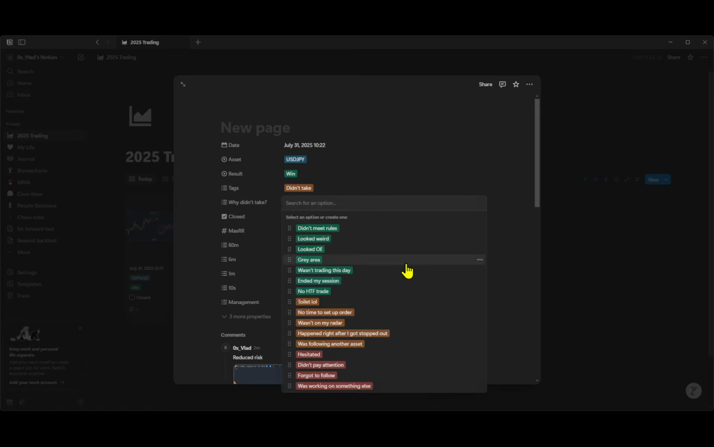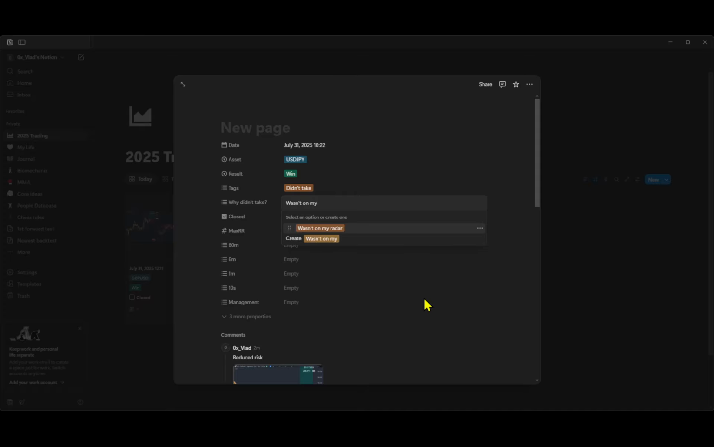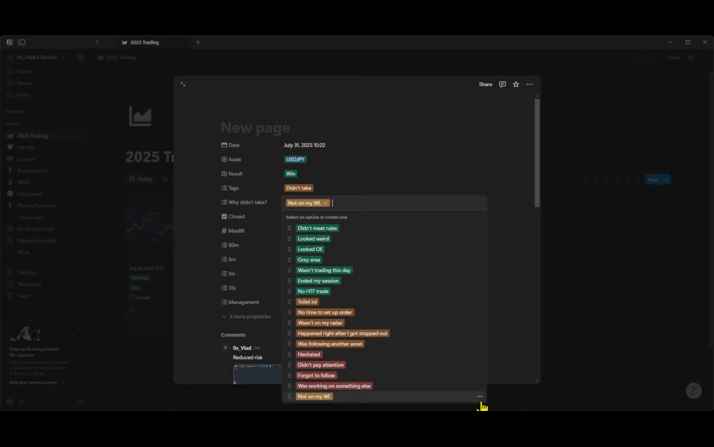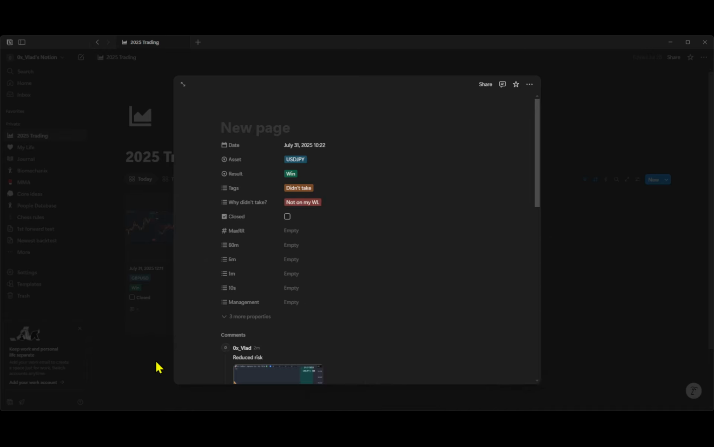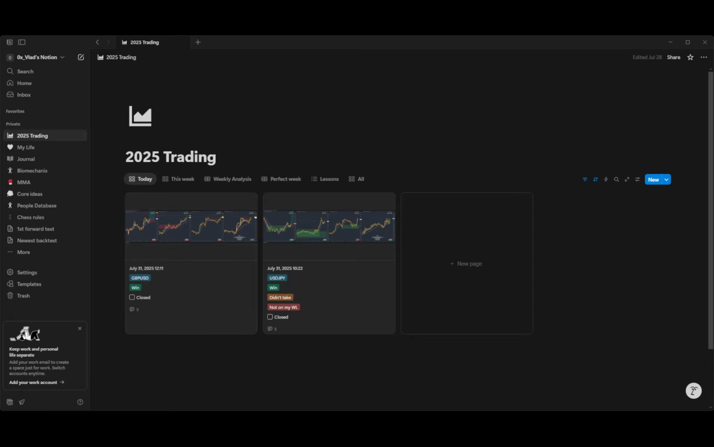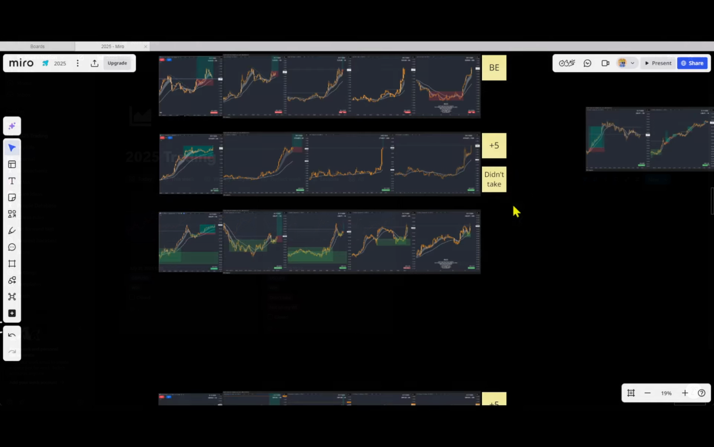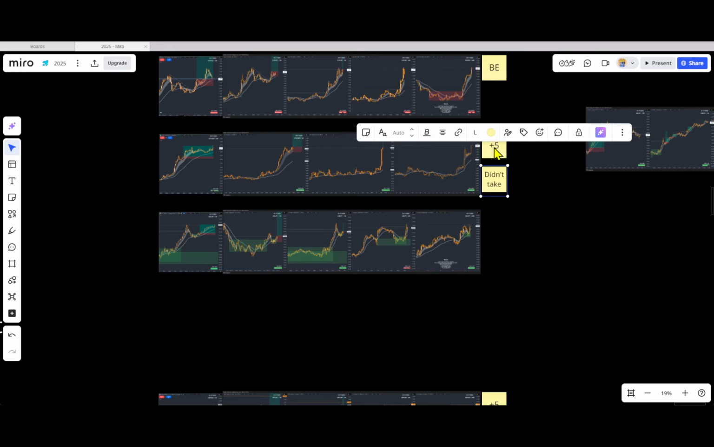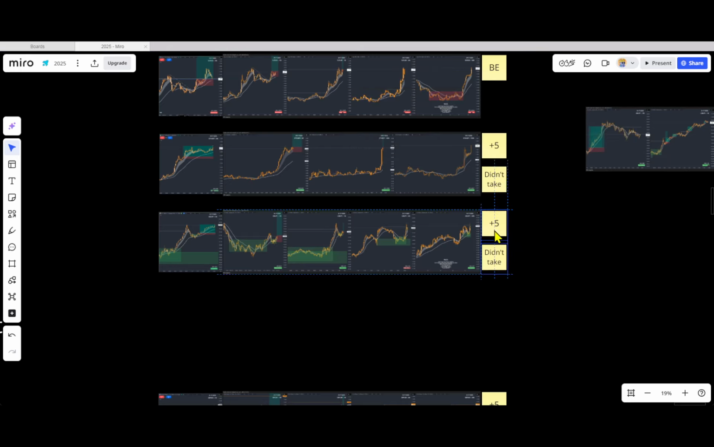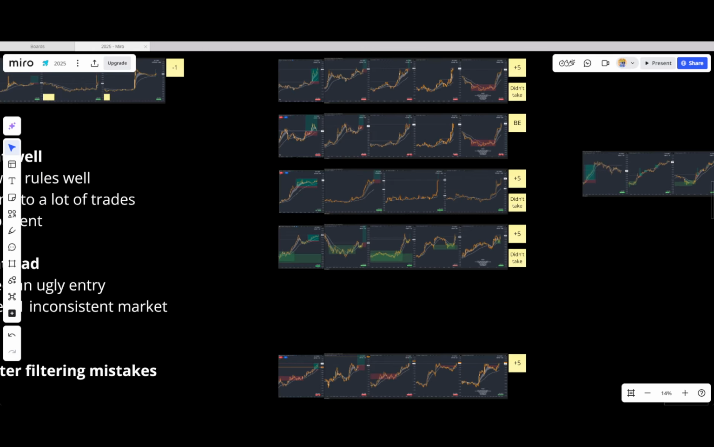But of course, I need to mark up the fact that I did not take it. And why didn't I take it? Wasn't on my, oh, okay, no, not on my watch list. Boom, and that's most definitely a red one because it should be on my watch list. So yeah, that's that. And go to Notion. That's a +5 that I did not take. Unfortunate. All right, moving on.